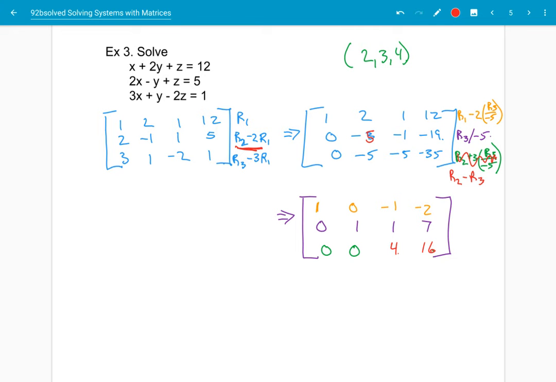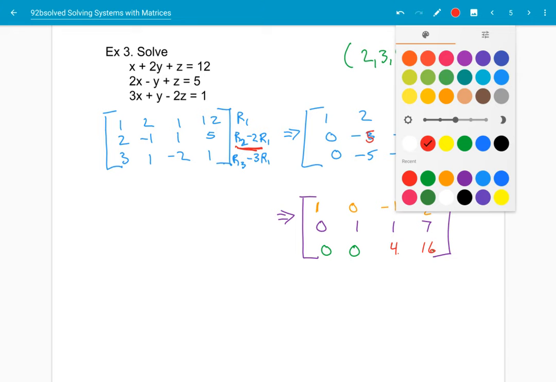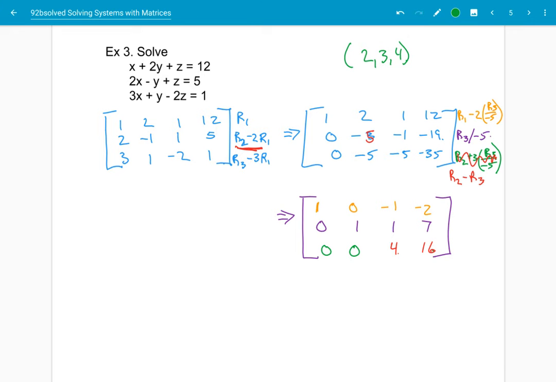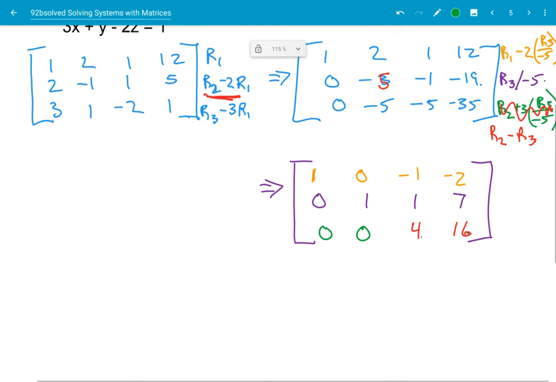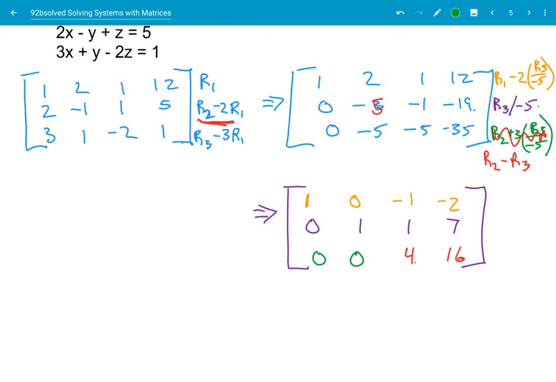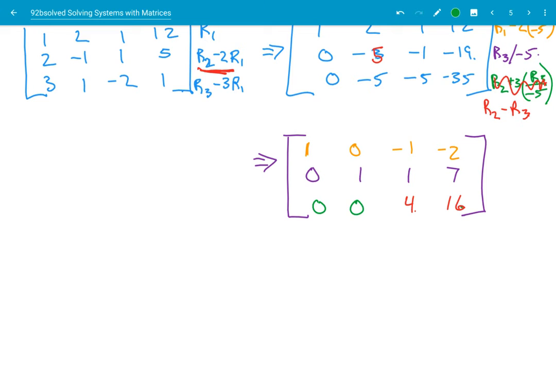Now, the next step, see, I missed the students in the classroom. Somebody would have caught me in the last step when I made a simple integer error. Okay, so let's roll on. I'm going to take row 3 and divide by 4. So I have 0, 0, 1, and 4.